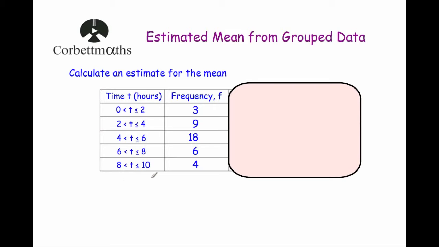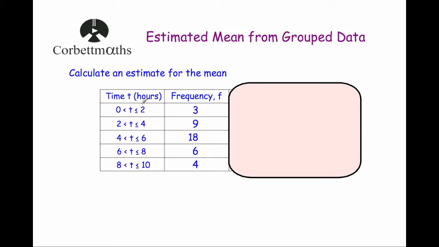So here we've got a table, and it's the amount of time spent revising by some students for a test, and we've got the time and the frequency. So let's have a look at this first group, or this first interval. This first interval says that the time spent revising by these three students was bigger than no hours, so that's great, they all did some revision, but less than or equal to 2 hours.